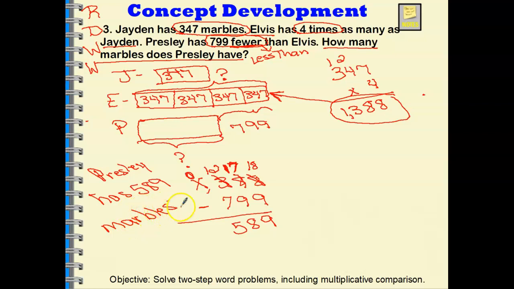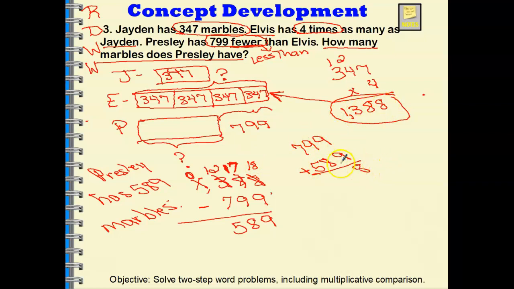Now, something that I would highly recommend, boys and girls, especially when you have multi-step problems, is to check yourself. Go back and add your 799 that he had fewer of, and then how many that you think he had, 589, and see if that gives you your total of 1,388.